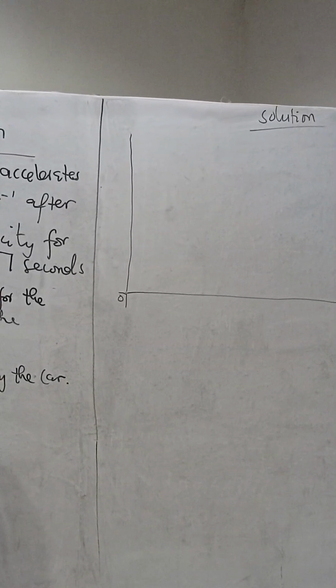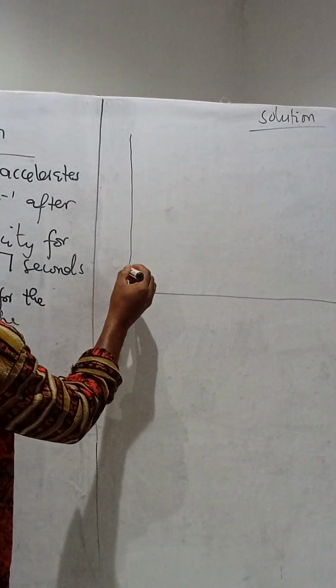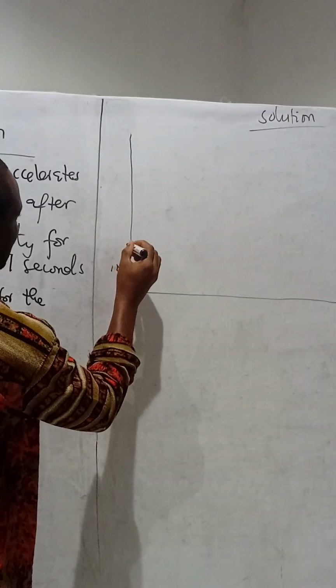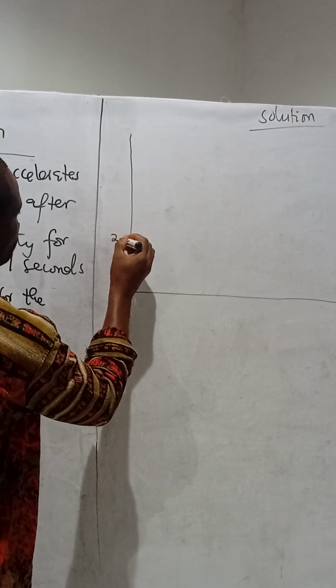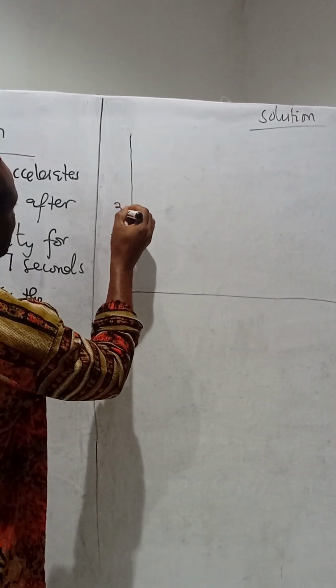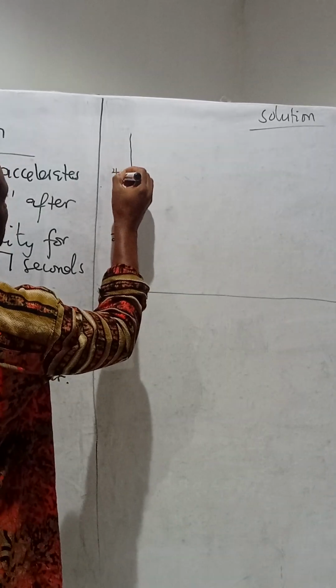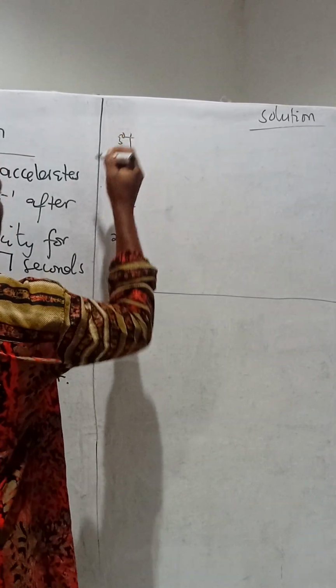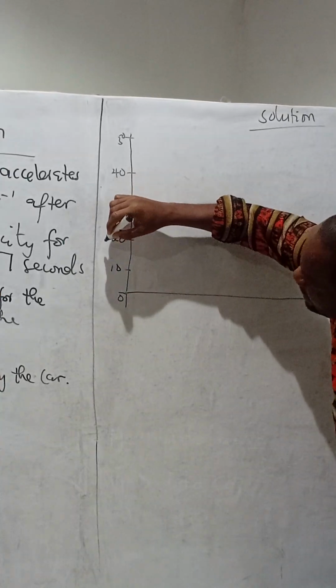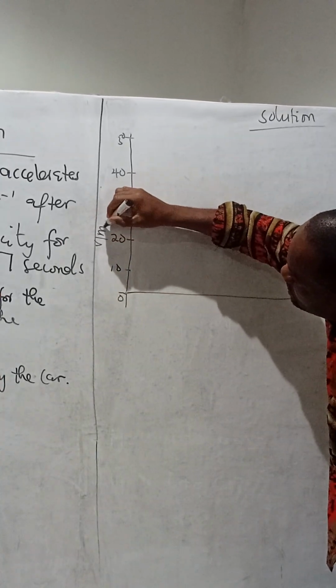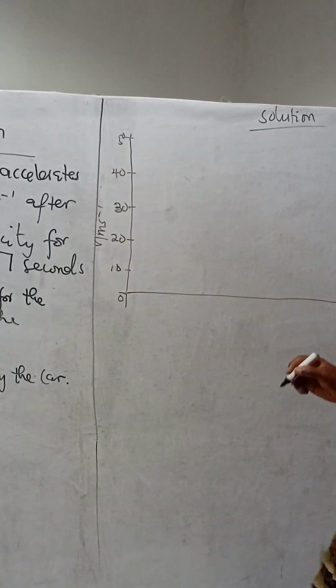So let us see how to scale the velocity. Let us make it an interval of 10. So 10, 20, 30, 40, 50. Right. Remember to indicate that this is the velocity. This is when we scale our velocity.